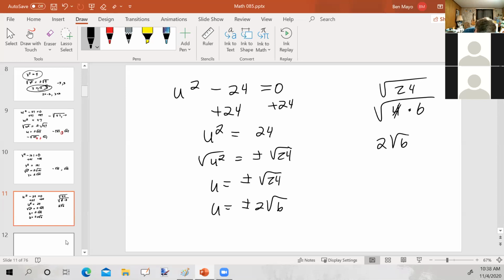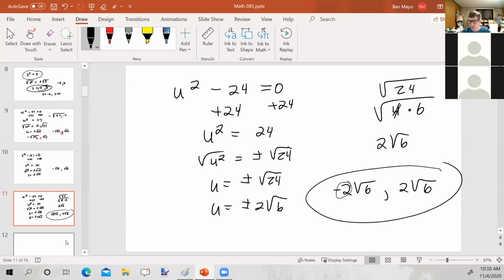And in WebAssign, you would put in negative 2 square roots of 6, comma, 2 square roots of 6. And again, make sure, in this case, the 2 is not the index. It's a constant multiplier or a coefficient, if you want to think of it, outside of the radical. So those would be your 2 solutions.